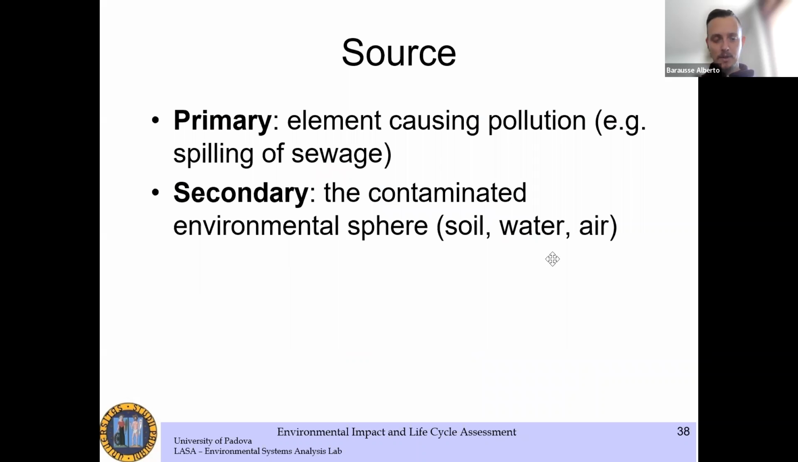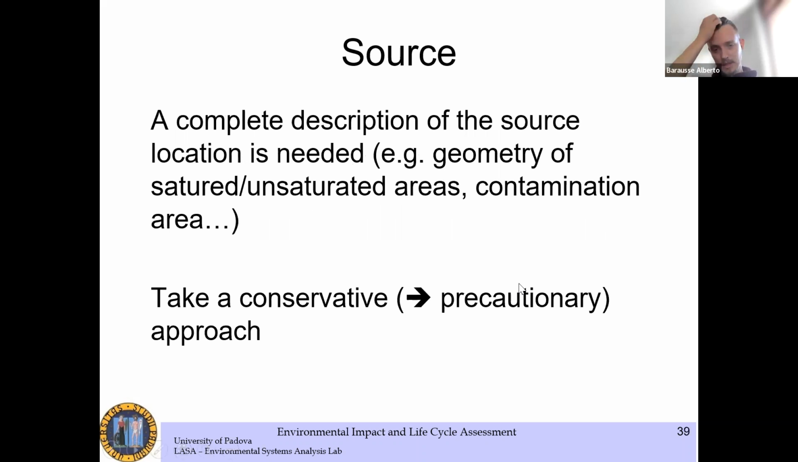Again, regarding definition, when you speak about source, you can have a primary source of contamination. So the chemical element, the substance that's causing pollution, such as spilling of sewage into a river, or you can have a secondary source of contamination or risk, which is the contaminated environmental sphere, so the soil, the water, the air. These are just definitions.